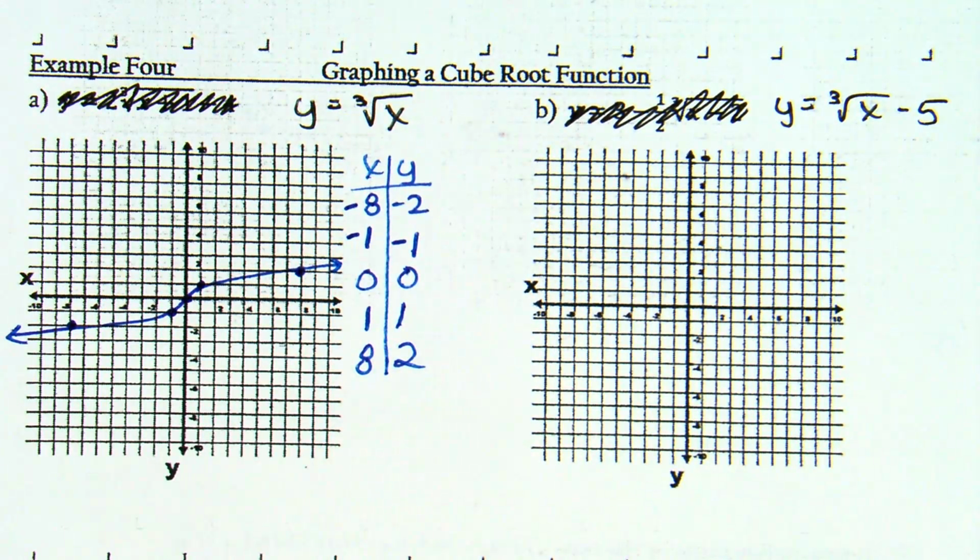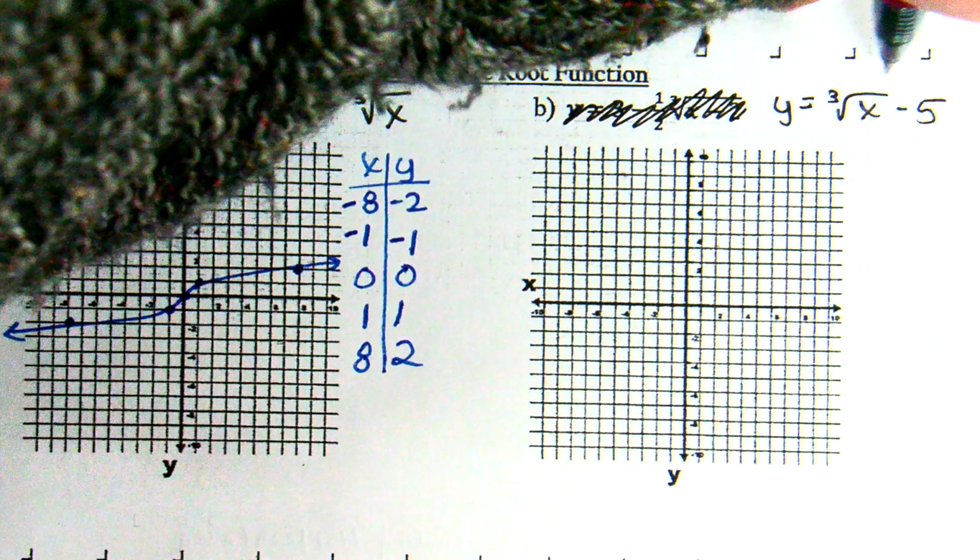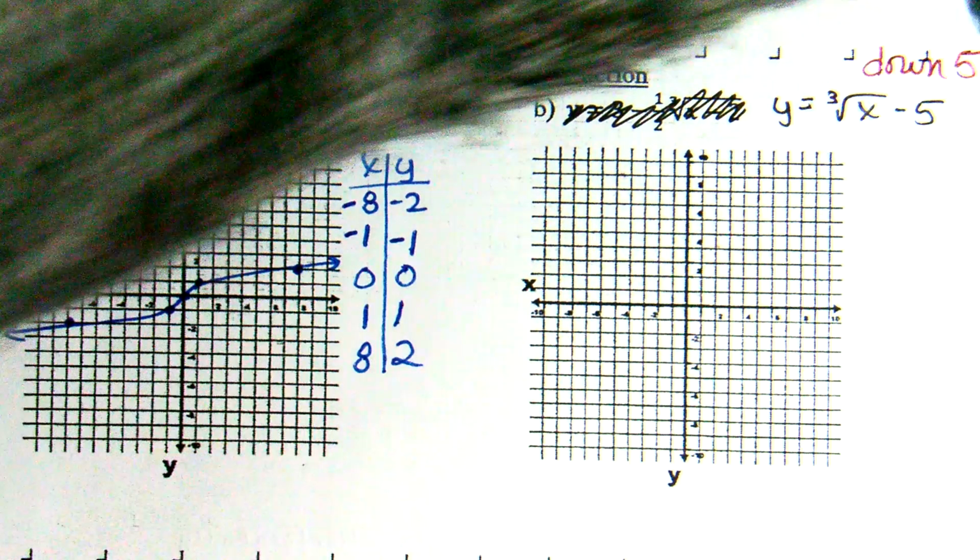So how do you feel about b now? Is b looking okay? Remember, my b is y equals the cube root of x minus 5. What are we going to do on b? Take each of those dots and go down 5. And that's doable, yes?